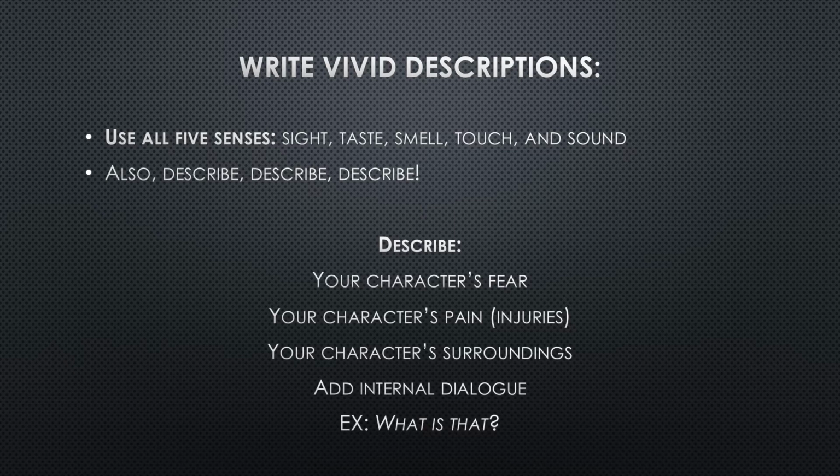Have you ever sprayed perfume or cologne and you could taste it in your mouth? You can use that. One of your characters can experience that, but with something gross like a rotting body, formaldehyde, or dirt. Describe, describe, describe. Describe your character's fear, your character's pain, such as injuries, your character's surroundings, and add internal dialogue. For example, your character could be looking in a corner. It could be dark. The corner could have shadows. That shadow could be moving, and your character could think, "What is that?"